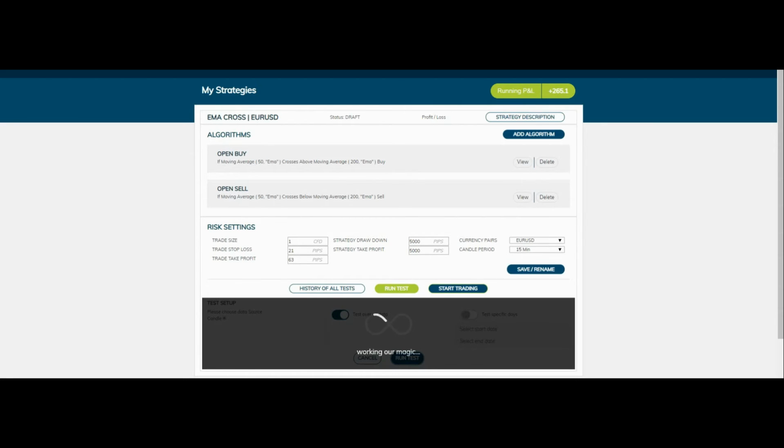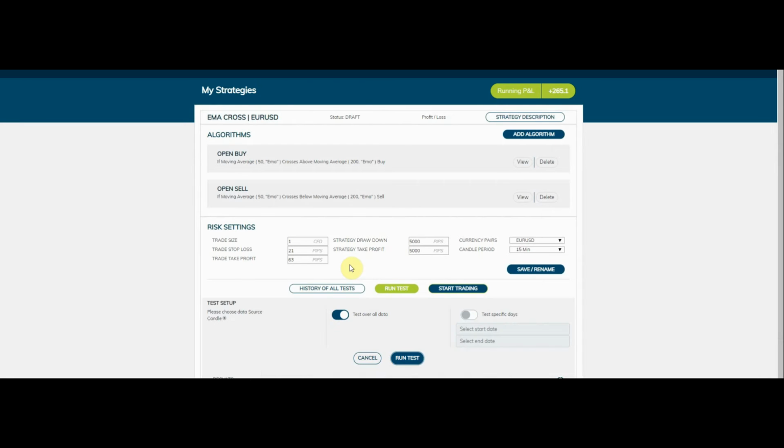What it does do is it keeps a history of all your tests. So if you are a little bit forgetful, like I can be sometimes, all of your history of tests are stored here. So you'd click this area here and it would come up with all of the history of the tests you've done on this particular strategy that you've created. How good is that?